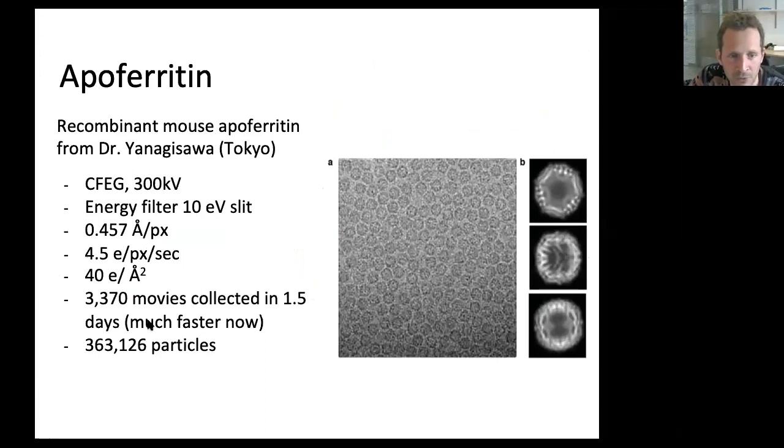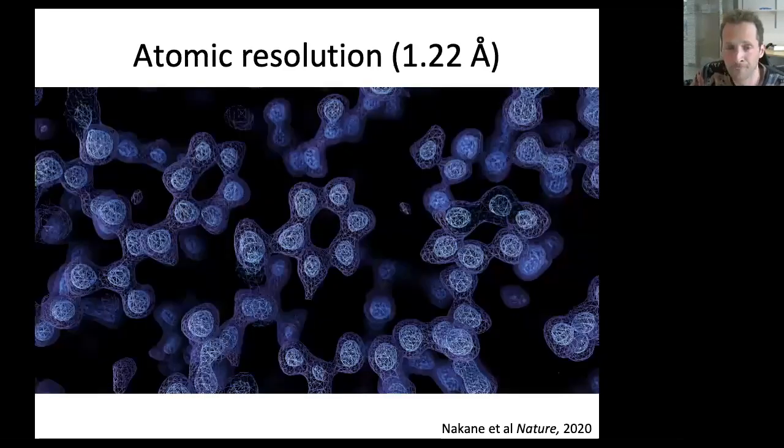So we collected 3,370 movies in about a day and a half, which is done much faster now, but altogether that gave 363,000 individual apoferritin images, which were then combined by Takanori into a reconstruction to a resolution of 1.2 angstroms, 1.22. And at that resolution, because the distance between many of the atoms in proteins, almost all of them, is more than 1.22 angstroms, each atom is now represented by an individual blob of density, and this is what we then call true atomic resolution.